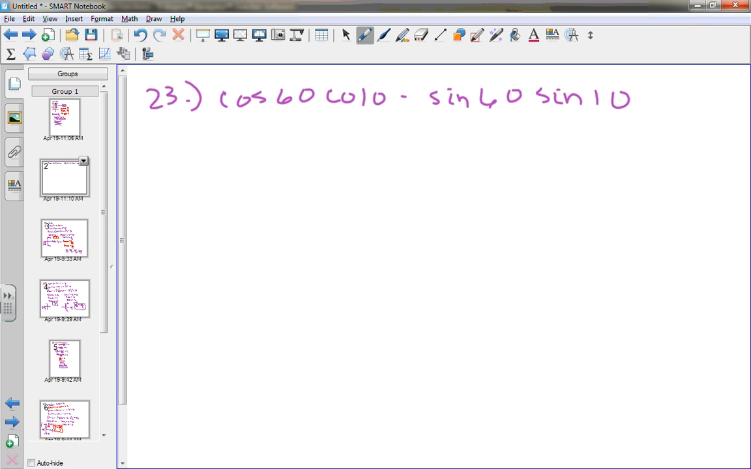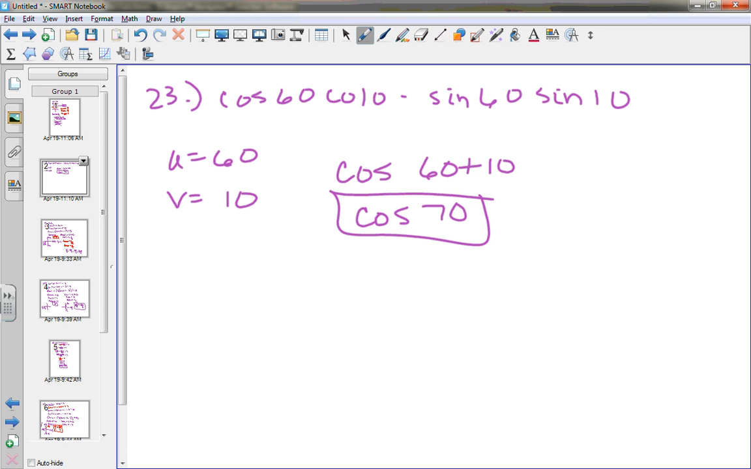This looks like the test. So what trig function are you using? Off of the blue box on page 368, I know what U is. It's 60. I know what V is. It's 10. So which trig function out of that box am I using? Well, it's cosine, cosine. And am I adding or subtracting? I'm adding, so this is going to be the cosine of 60 plus 10, which is the cosine of 70. And I'm done. We have 6 problems like that on the test tomorrow. It can't get easier than that.